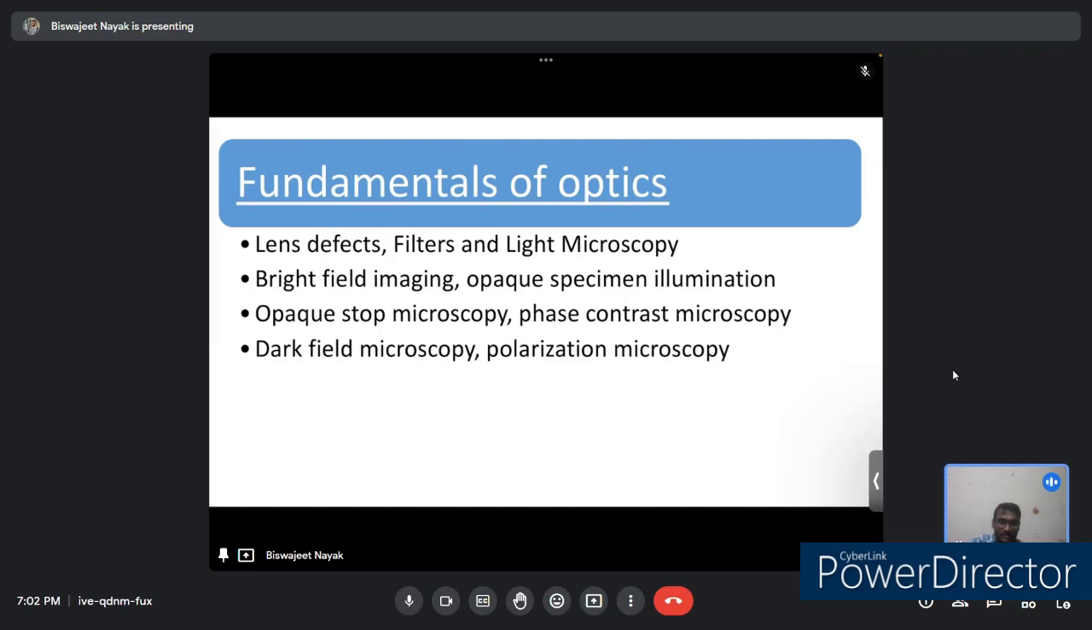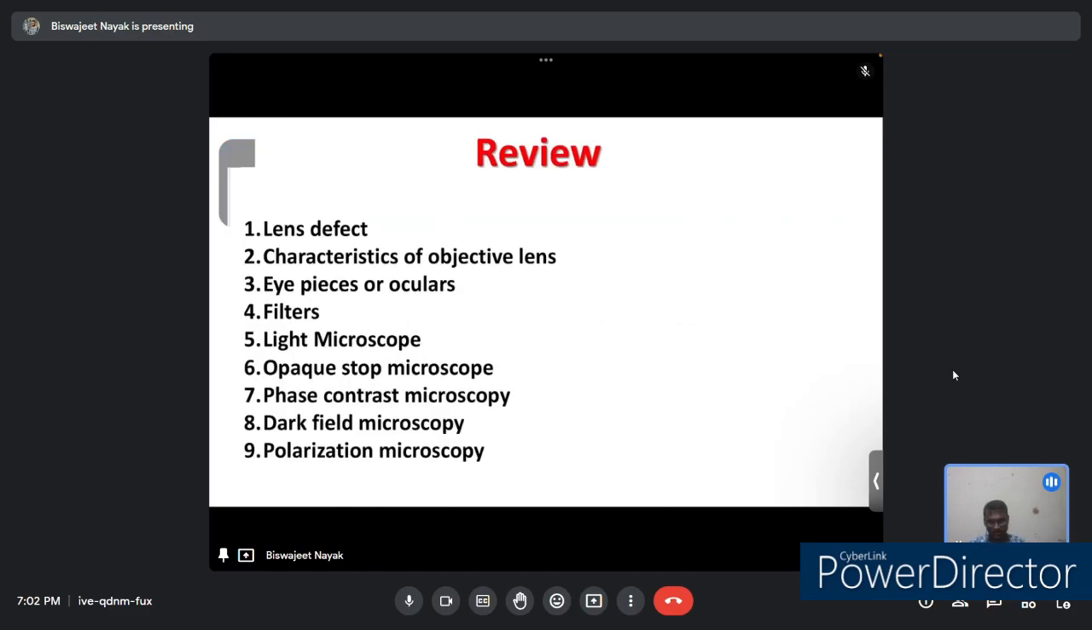specimen illumination, opaque stop microscopy, why we need this, and how it is different from phase contrast microscopy. Then I'll be discussing dark field microscopy, and at last polarization microscopy, and then I will discuss the assignments, practice assignments which are given. So to start with, lenses defect.